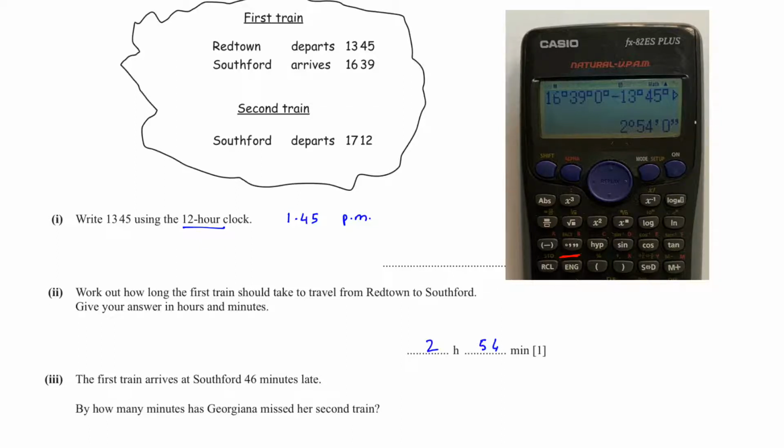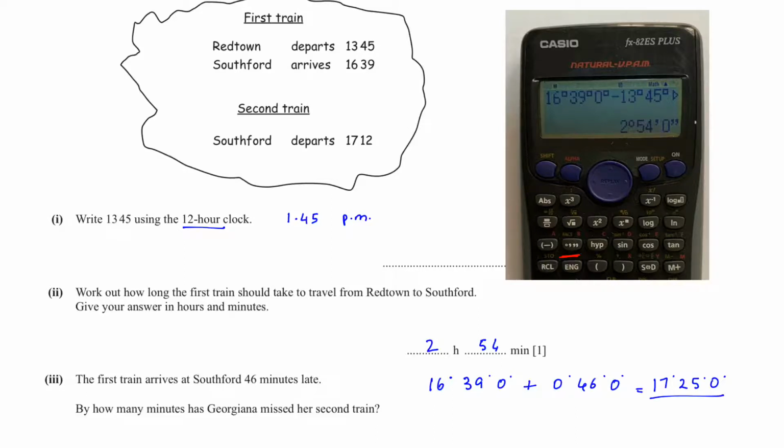The next part of the question. The first train arrives at Southford 46 minutes late. By how many minutes has Georgina missed her second train? You can do the same thing again in the calculator. It's 46 minutes late, so 16, press the button, 39, press the button, 0, plus 0.46. Why are we adding? Because it is taking more time. And we will get 17 hours, 25 minutes.